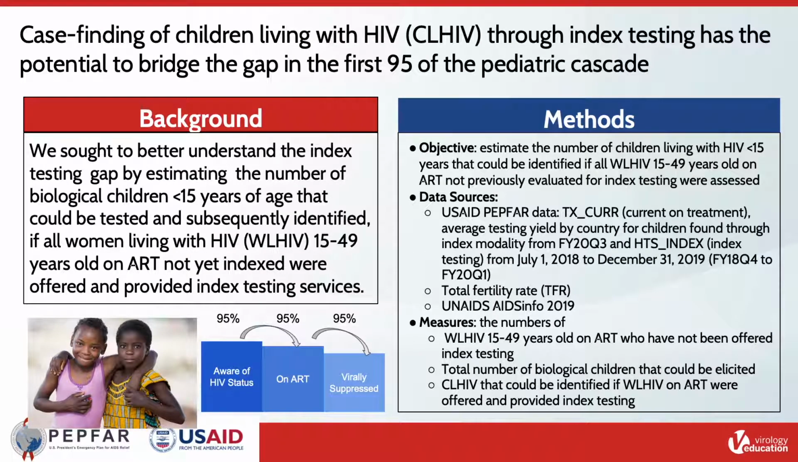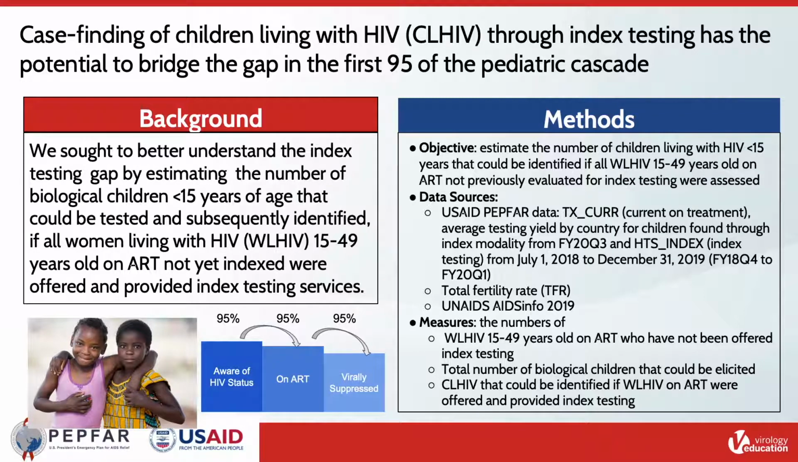Index testing is an efficient and effective way to identify PLHIV and quickly link them to life-saving ART. Unfortunately, index testing has been slower to scale for pediatrics than it has for adults, and more efforts are needed to maximize this testing modality to close the gap in case identification for pediatrics, or the first 95 of UNAIDS' 95-95-95 goals.